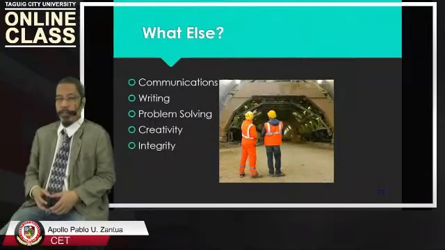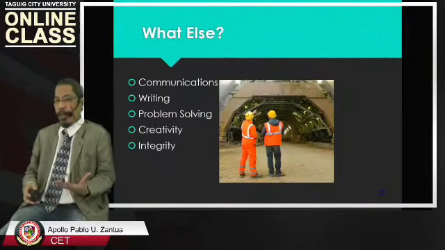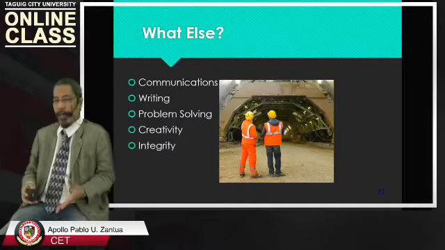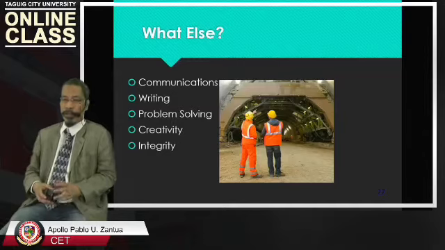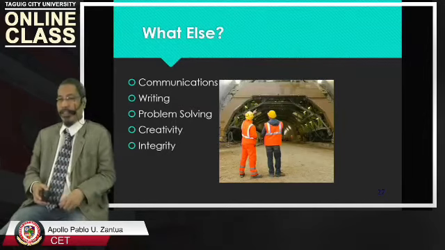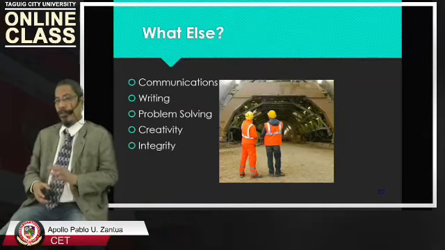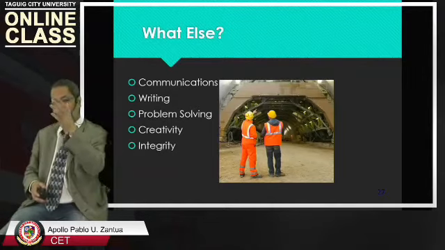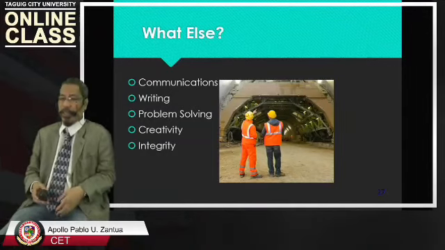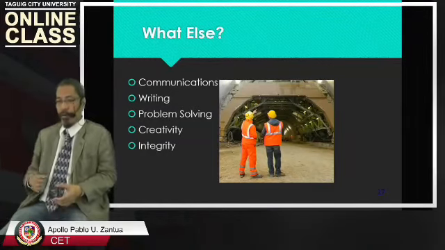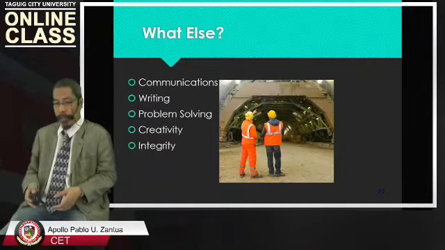So what else? We need to be able to communicate well, write well, and solve problems efficiently. We will not have more difficulty on this type because we are trained as an engineering student to solve problems. However, our problems would be creativity and integrity. We should allow some area for creativity and integrity in our design. Okay?